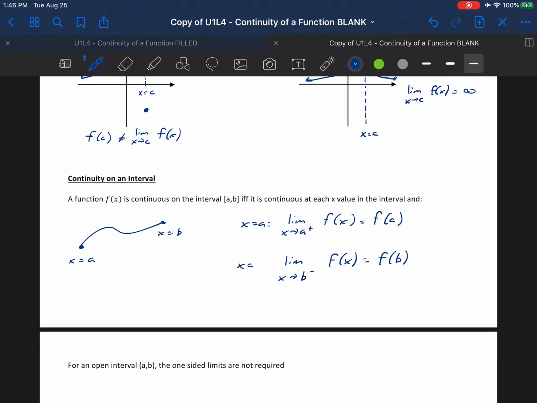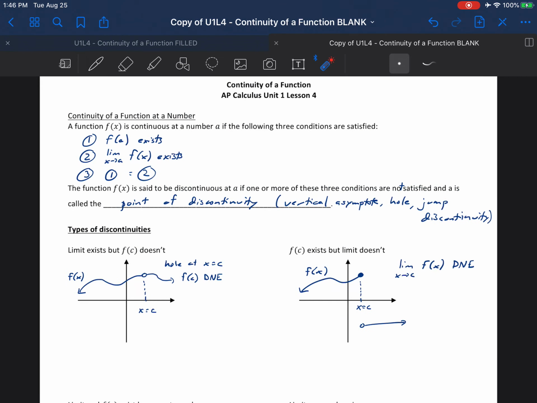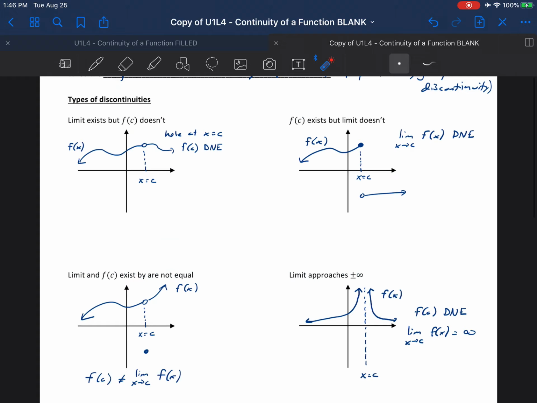So I just need to add in that this is the condition at x equals b, and that's how we define continuity on an interval, rather than here where we're defining continuity at a point.